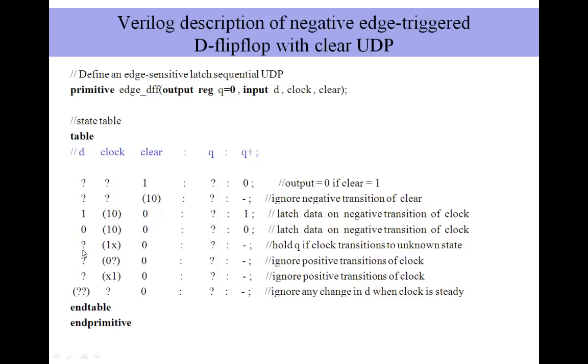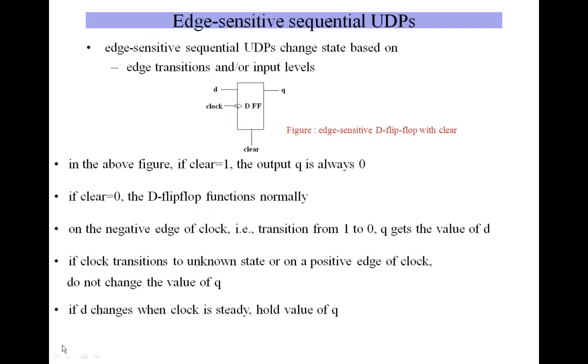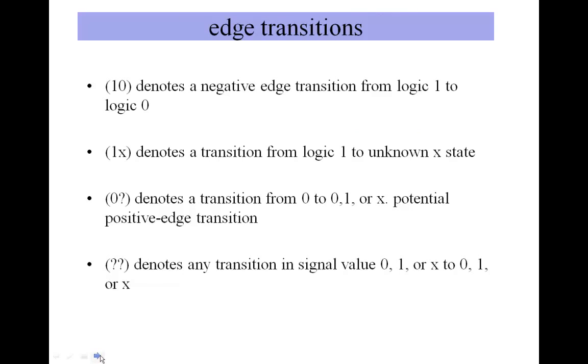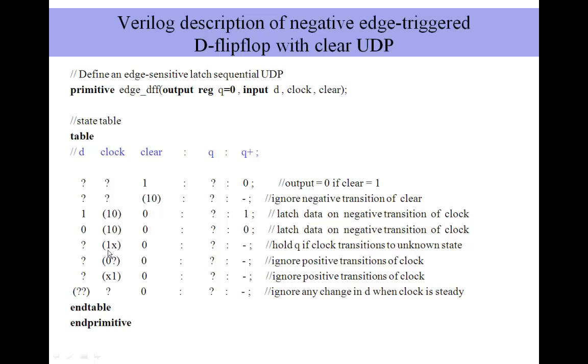D is any value here, it could be 0, it could be 1, it could be x, don't care here. Clock transiting from 1 to unknown state. In the behavior, it is being said, if the clock is transiting to an unknown state, don't change the output. In the description of this circuit, if the clock transitions to unknown state or on a positive edge of the clock, don't change the value of Q. So according to that description, this Q has no change, the output does not have any change.